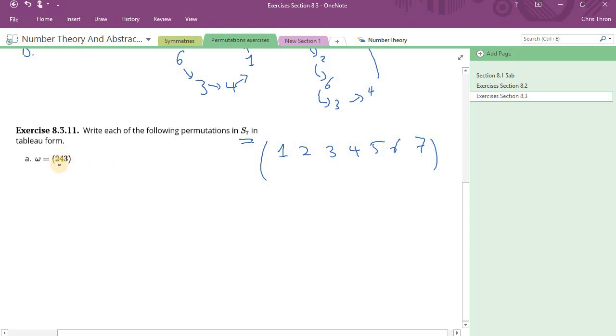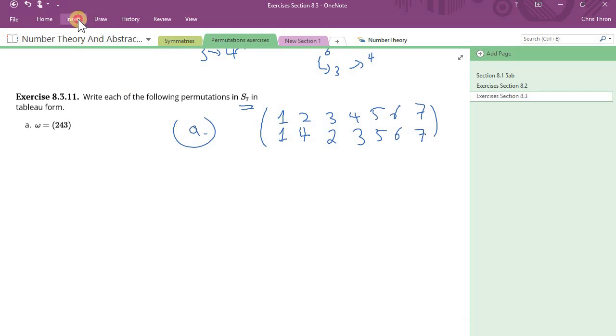Now, since this doesn't specify what 1 goes to, 1 goes to 1. 2 goes to 4. 4 goes to 3. And 3 goes to 2. We also didn't specify 5, 6, and 7, so we have 5, 6, 7 like that. All right, so that's the answer for part A, and the others are similar.